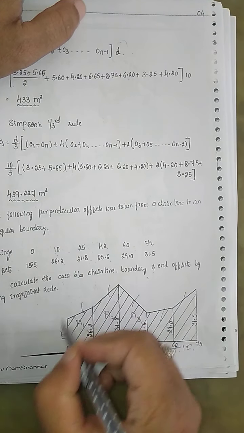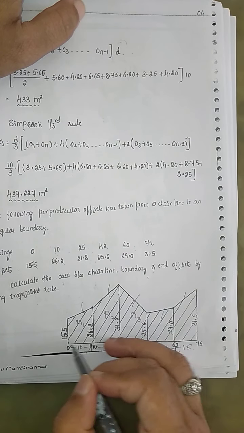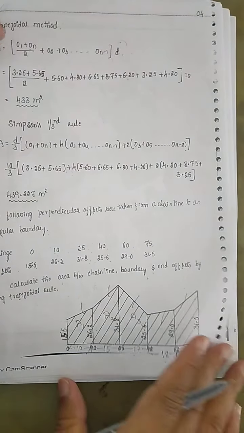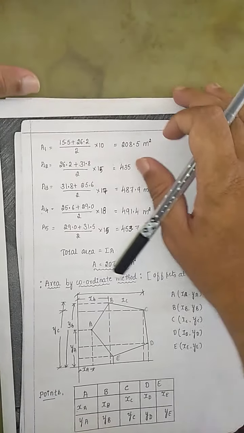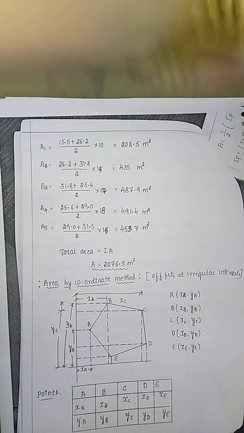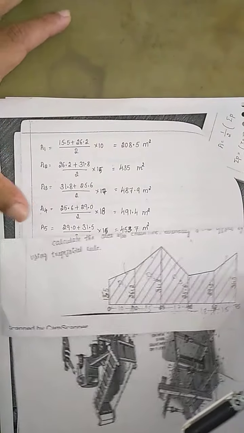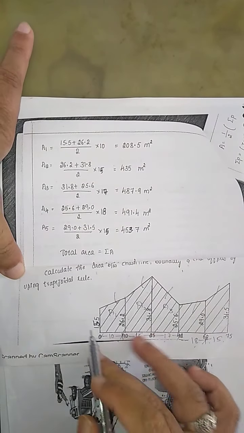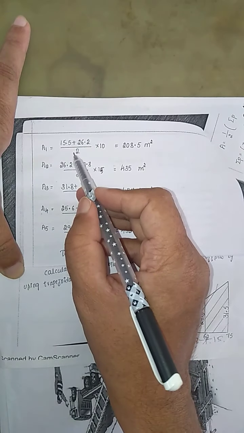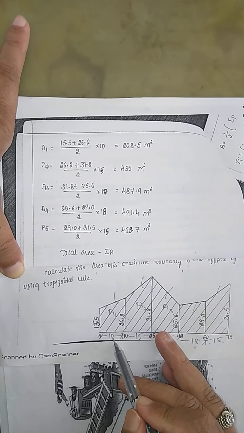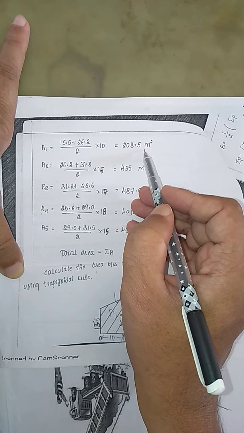In order to find the area by the trapezoidal formula, you will do (O1 plus O2) divided by 2 into d. Now let us see what we are going to do here. O1 is 15.5, then O2 is 26.5, divided by 2. What is the corresponding distance? The corresponding distance is 10, so multiply it by 10 and you are going to get the area.